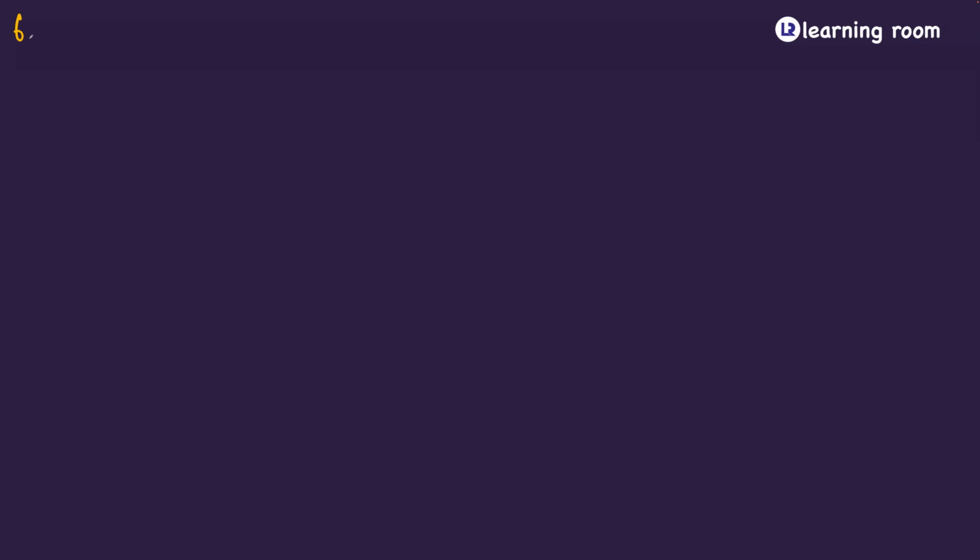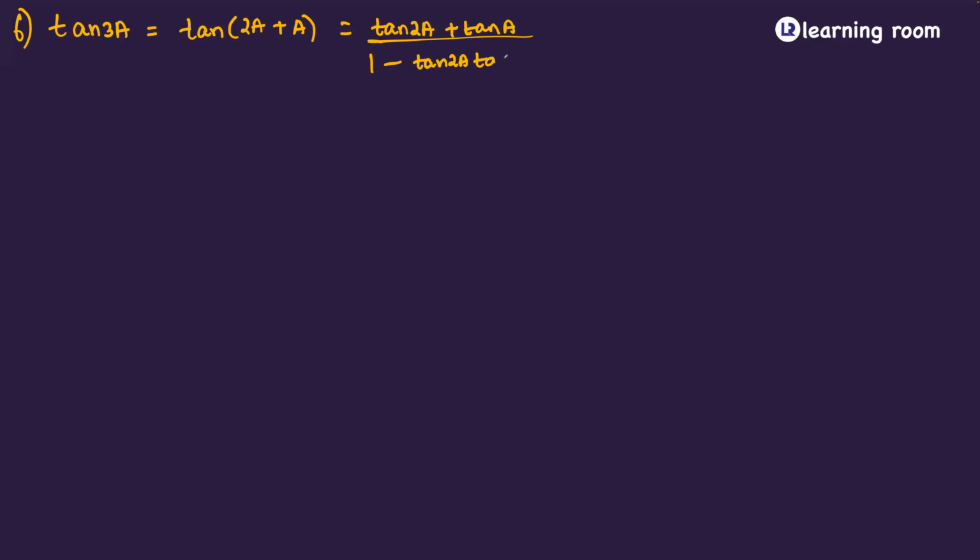So the next one is going to be for tan 3a. So tan 3a is going to be equal to tan of 2a plus a, right? So tan of 2a plus a can be written as tan 2a plus tan a, the whole divided by 1 minus tan 2a into tan a, right? Tan a plus tan b by 1 minus tan a tan b. So directly take the formula for tan 2a and substitute it there.